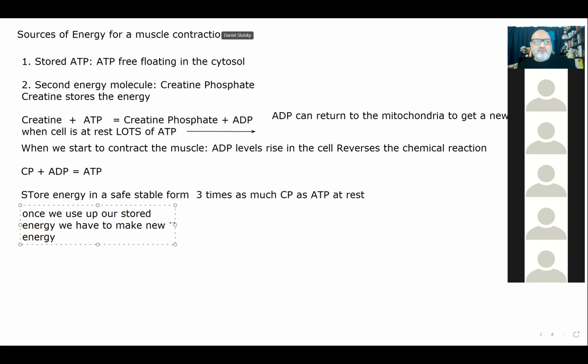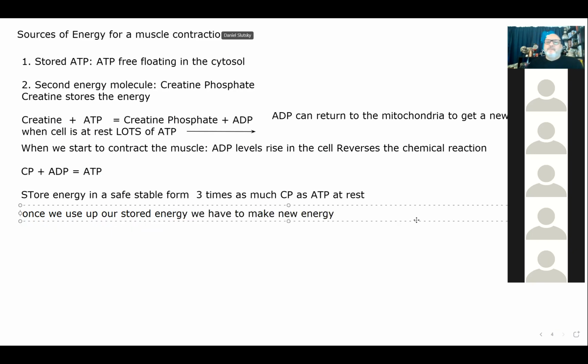Once we've spent that 20 bucks we have in our pocket, once we've spent that 3,000 we have in our checking account, we got to get a job. We got to make new money. And so once we have used up all of our stored forms of energy, now we need to be able to make money. But the good news is we have two ways that we can do that. One, as you guys already pointed out, uses the mitochondria.